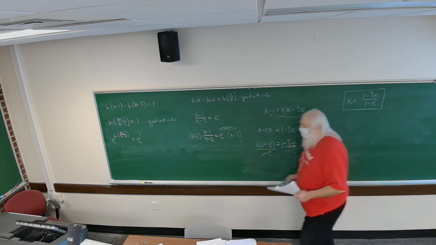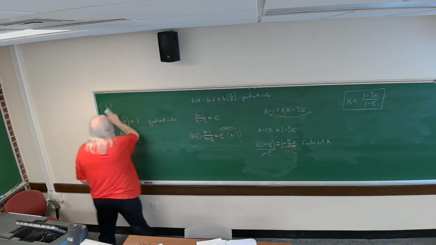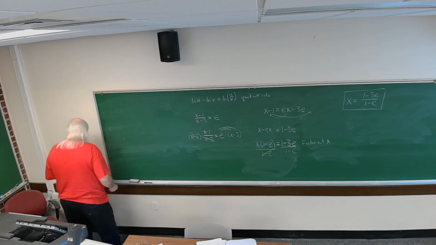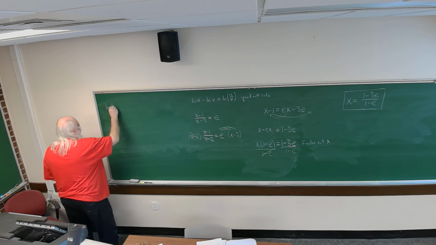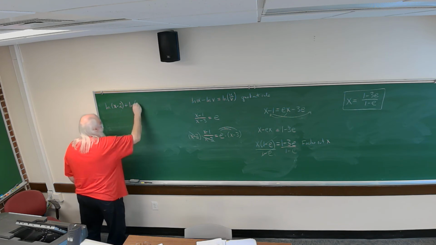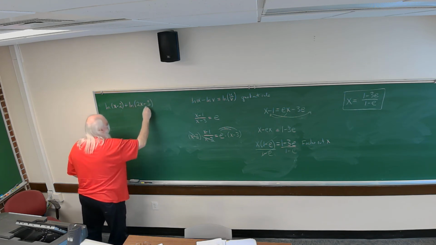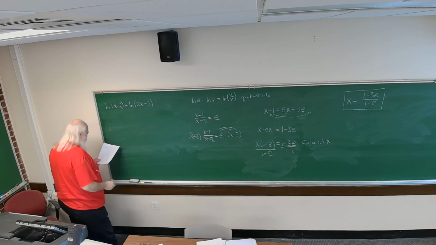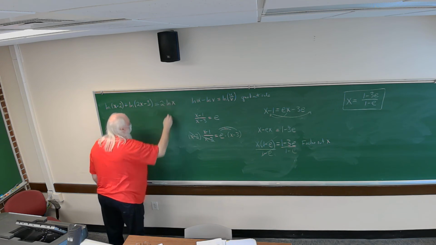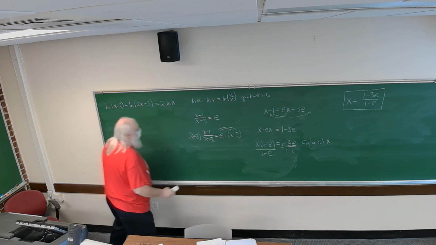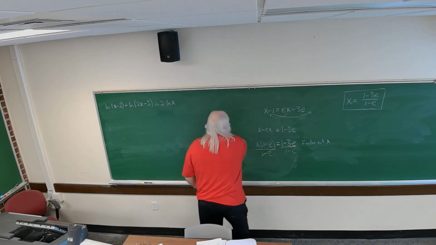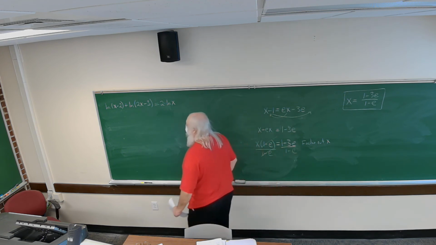All right, let's take a look at F. We have the natural log of x minus 2 plus the natural log of 2x minus 3 is equal to 2 times the natural log of x. Well, the first thing we're going to do is condense the left-hand side.